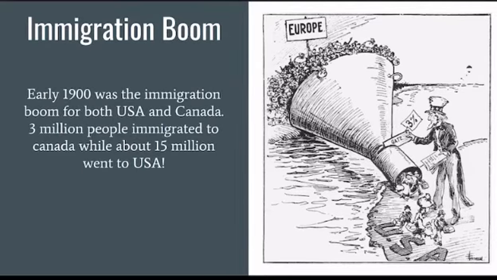And at that moment, 3 million people immigrated to Canada while about 15 million went to the USA. A large amount of people. So that's the reason we call it the immigration boom.